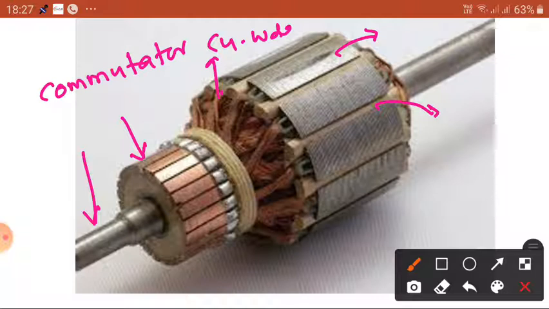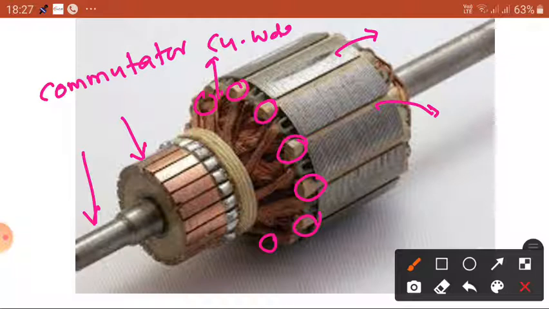Okay, so slots: you can see the winding is placed in between the slots with the insulating paper. You can see this is one slot, this is another slot, this is another slot, and this is another slot, and here another slot. So it has all the slots connected around the armature.